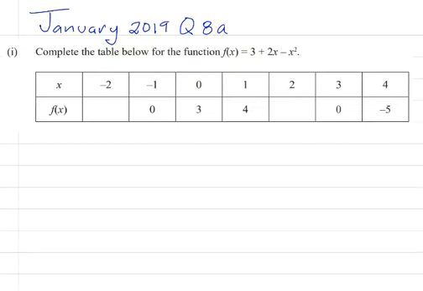January 2019, question 8a. It says: complete the table below for the function f of x is equal to 3 plus 2x minus x squared. Here we have a table of values with corresponding values of x and f of x. Two of the values of f of x are missing, and to complete this table you'll only get 1 mark. So, double checking, yes, it's only 1 mark you get for completing the table.